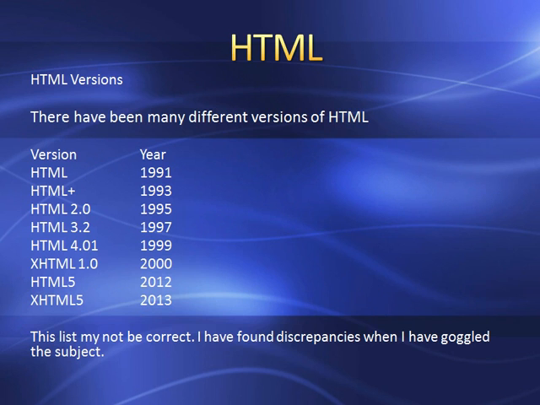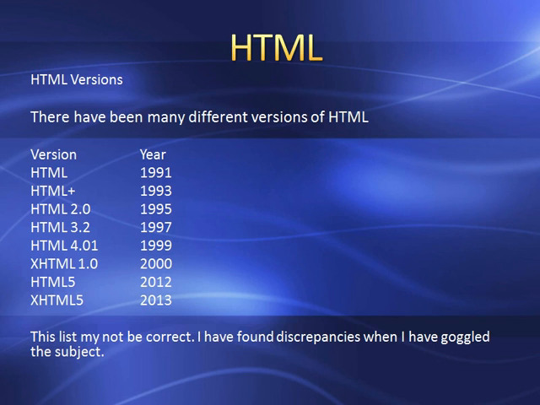Now, basically some people say these are correct, some people say they're not, but at least I found discrepancies on the web, but at least you have an idea of what's going on with the history of it. Basically, the first version came out where they started organizing it so that there were standards within it, and that was in 1991, and that was considered standard HTML. And then after that, it came out in 93, the HTML Plus, and then HTML 2.0 in 95, HTML 3.2 in 97, each one having more and more features.